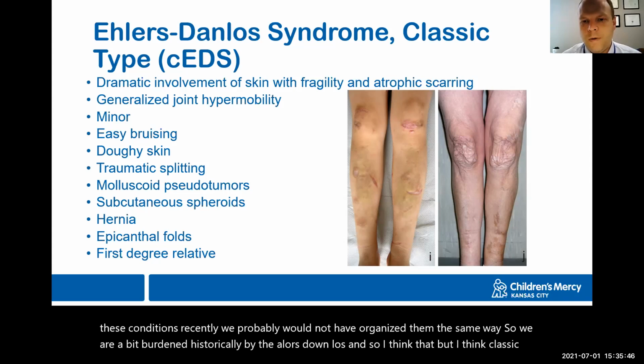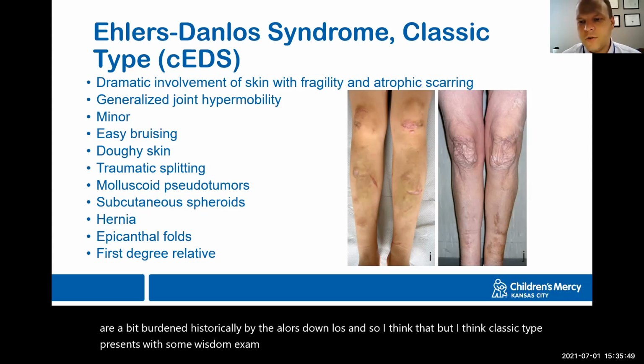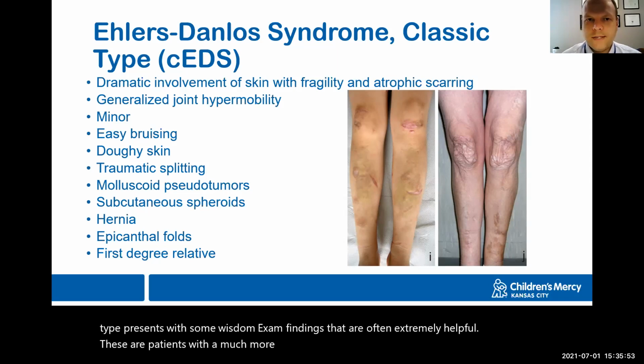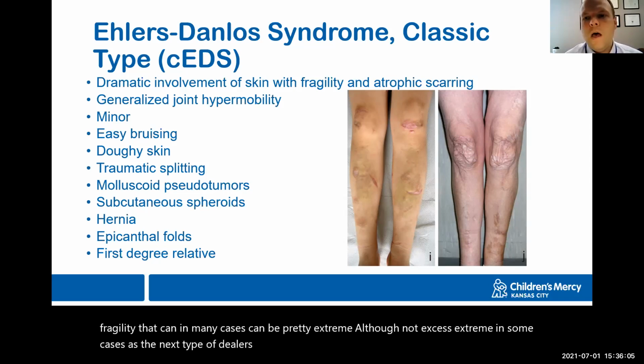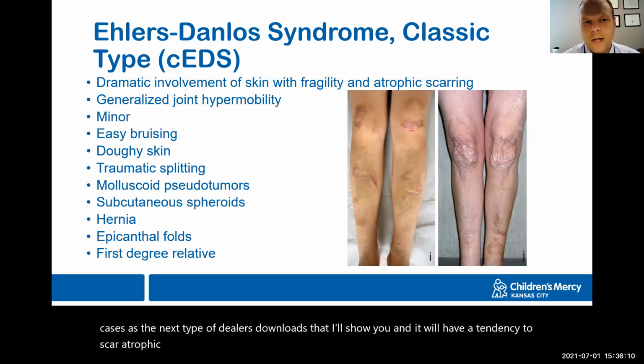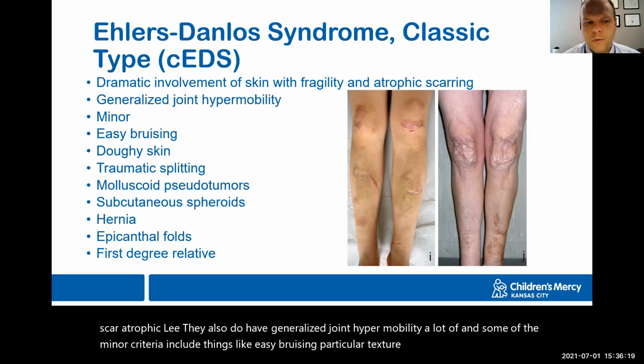But I think classic type presents with some exam findings that are often extremely helpful. These are patients with a much more dramatic involvement of the skin, and they will have skin fragility that can, in many cases, be pretty extreme, although not as extreme in some cases as the next type of Ehlers-Danlos that I'll show you. And it will have a tendency to scar atrophically. They also do have generalized joint hypermobility.